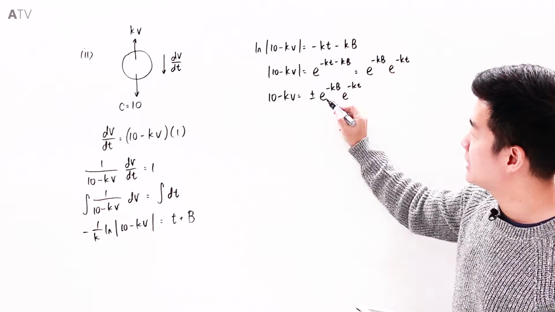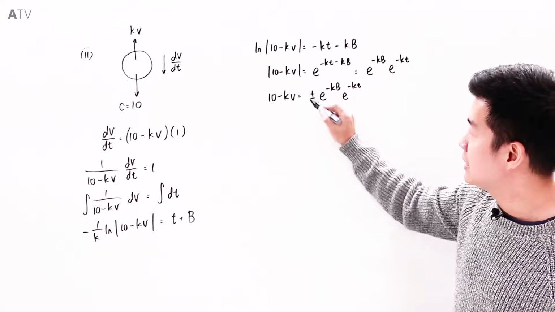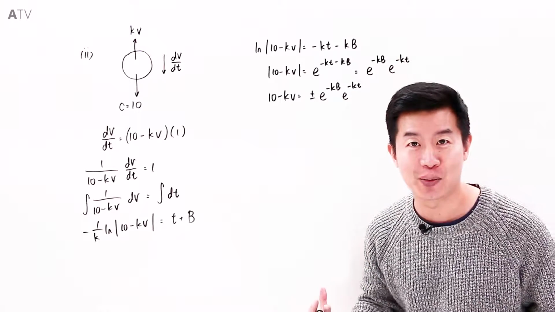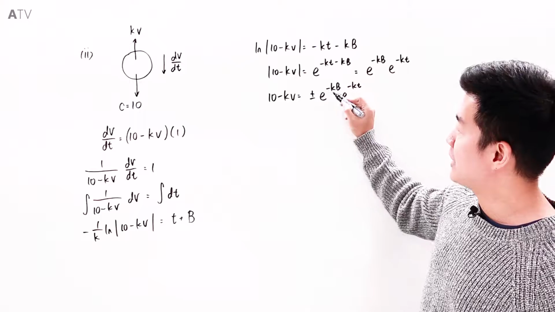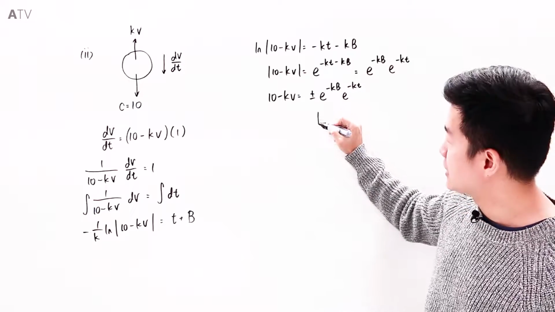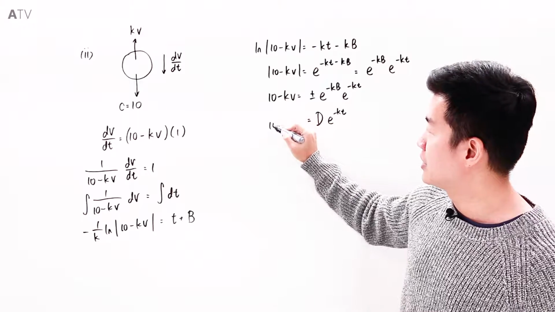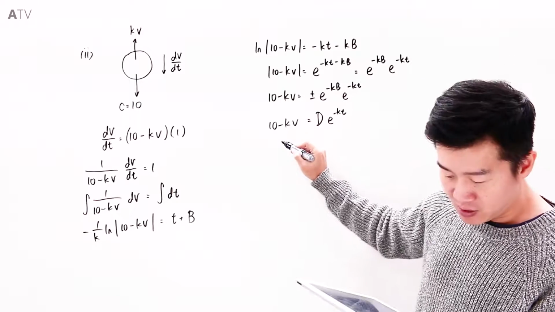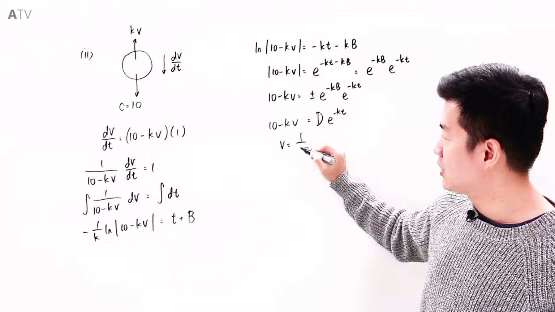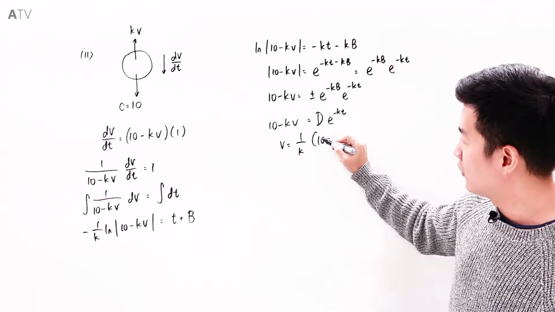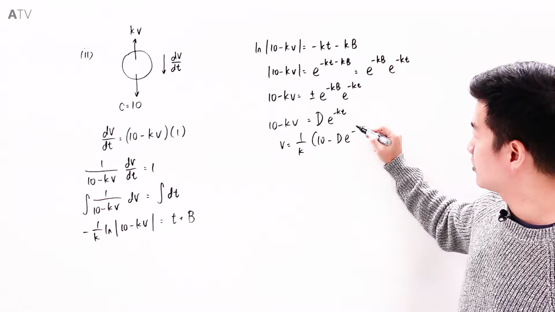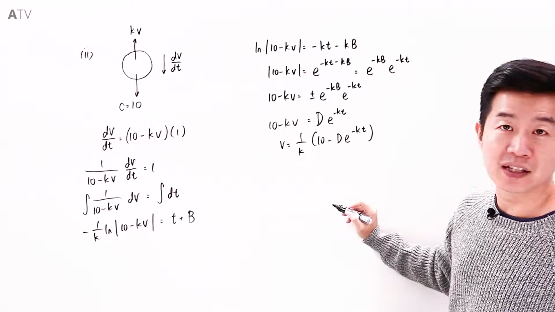And as for plus or minus e to the power of minus kb, this is just another arbitrary constant. So I'm going to replace this by, let's say, d. So d e to the power of minus kt, this will be 10 minus kv, which means that v is going to be 1 over k of 10 minus d e to the power of minus kt.